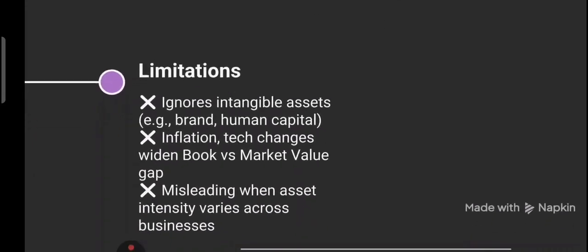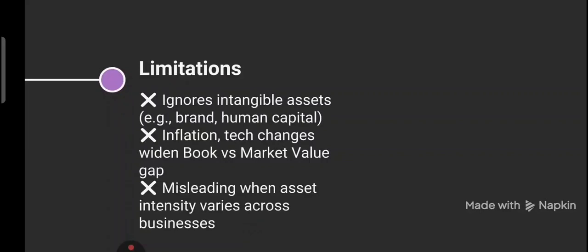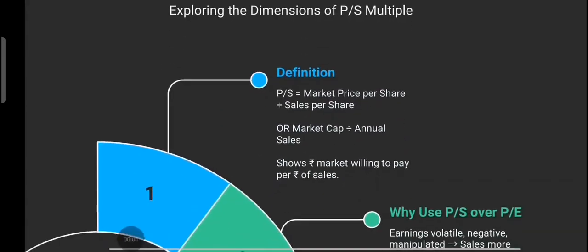What are some limitations to watch out for in this case? Of course there are some limitations also. First of all, it ignores intangible assets, like brand and human capital, which it does not take into account. Also inflation and technology change widen the book versus market value gap. So that is all about the P/B multiple.